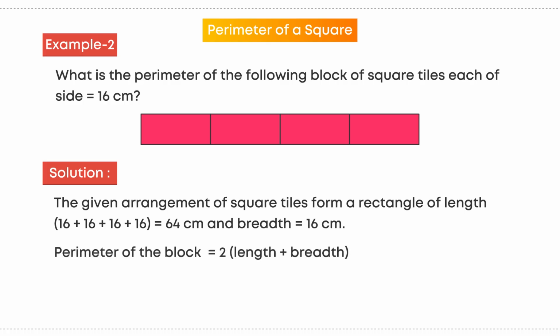Perimeter of the block is equal to 2 into (length plus breadth), is equal to 2 into (64 plus 16) cm, is equal to 2 into 80 centimeters, is equal to 160 centimeters.